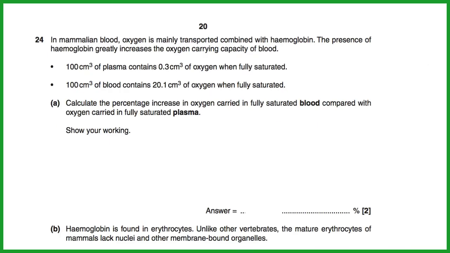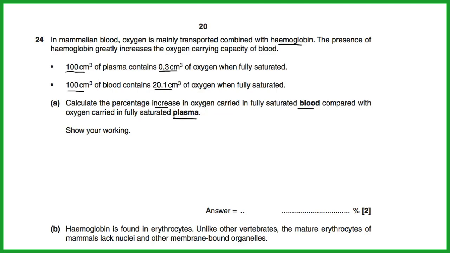So in mammalian blood, oxygen is mainly transported combined with hemoglobin as oxyhemoglobin. The presence of hemoglobin greatly increases the oxygen carrying capacity of the blood. So 100 cm³ of plasma contains 0.3 cm³ of oxygen when fully saturated, whereas 100 cm³ of blood contains 20.1 cm³ of oxygen when fully saturated. Calculate the percentage increase in oxygen carried in fully saturated blood compared with the oxygen carried in fully saturated plasma.